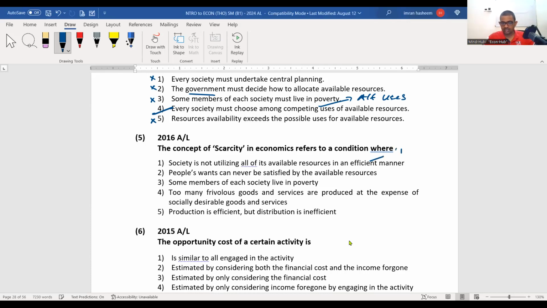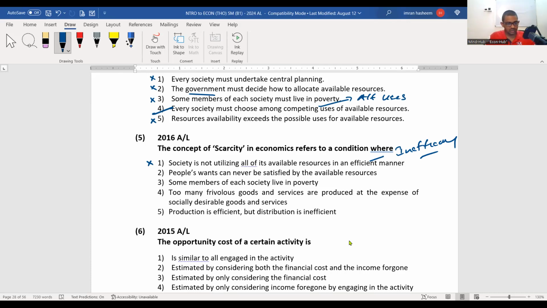So this is inefficiency. Right? Scarcity and inefficiency are not the same. So that is not what scarcity is. People's wants can never be satisfied with the available resources. Bit of an emotional way to say it, but there's a truth to it. Okay? Because the available resources are inadequate, insufficient to fulfill our wants. That is the problem of scarcity. But we'll put a pin on it for now.